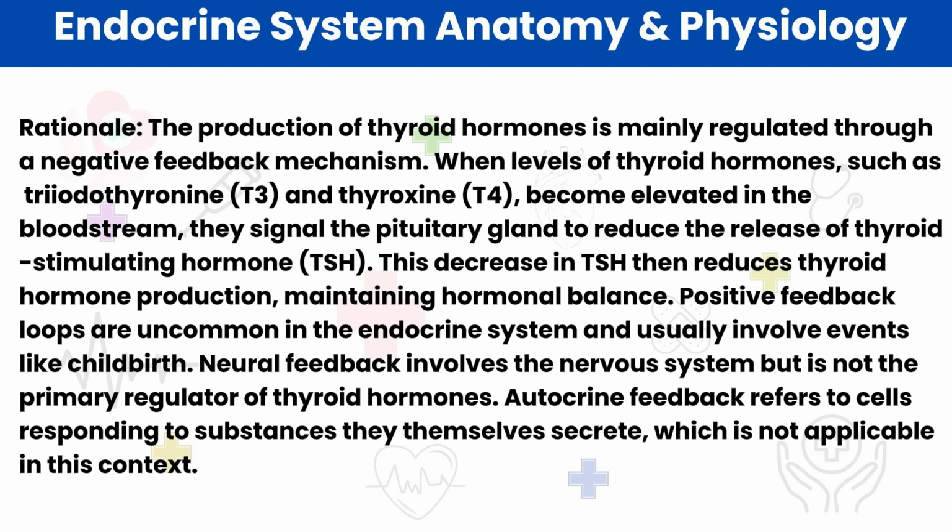Positive feedback loops are uncommon in the endocrine system and usually involve events like childbirth. Neural feedback involves the nervous system but is not the primary regulator of thyroid hormones. Autocrine feedback refers to cells responding to substances they themselves secrete, which is not applicable in this context.